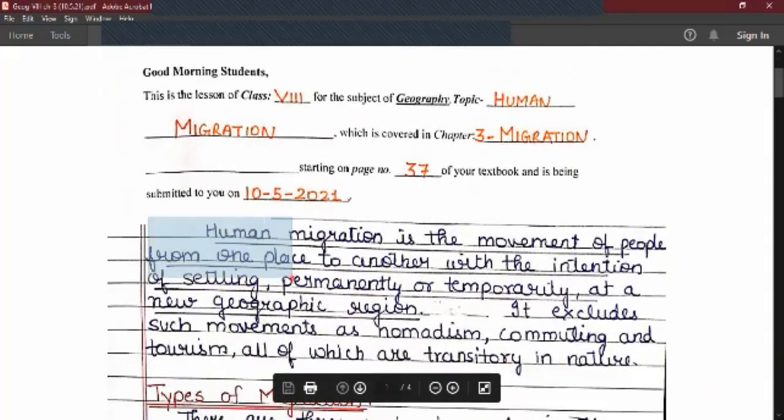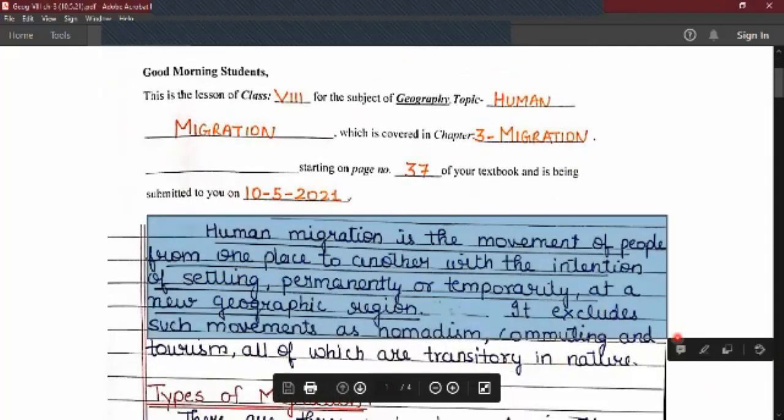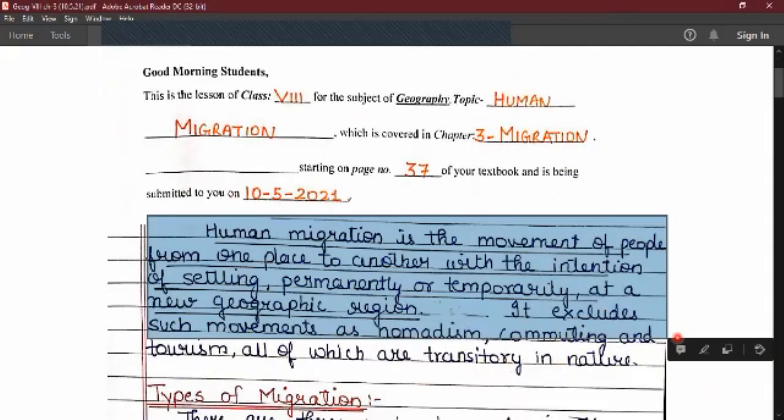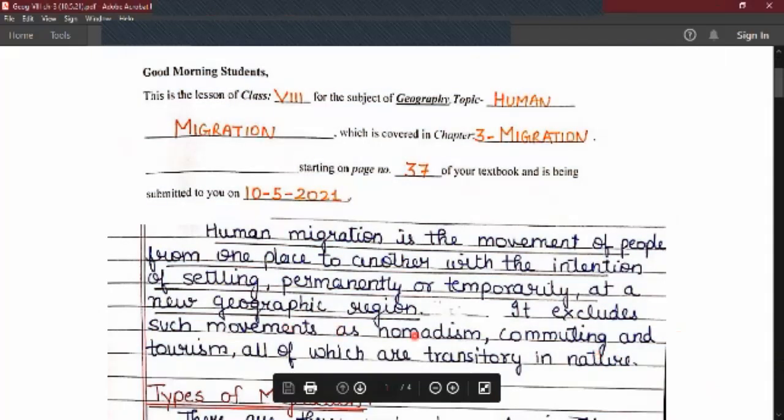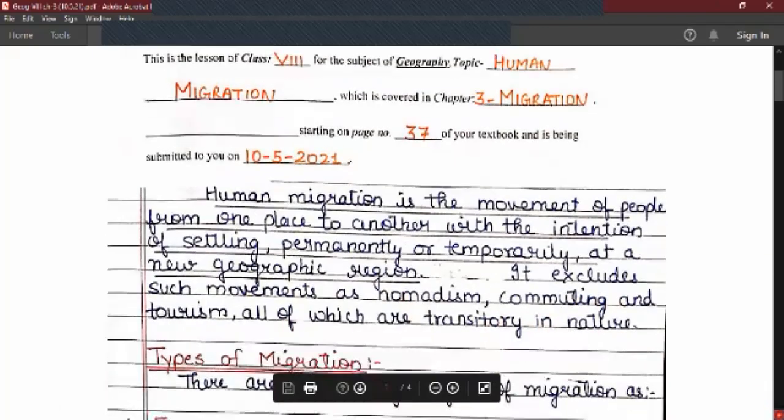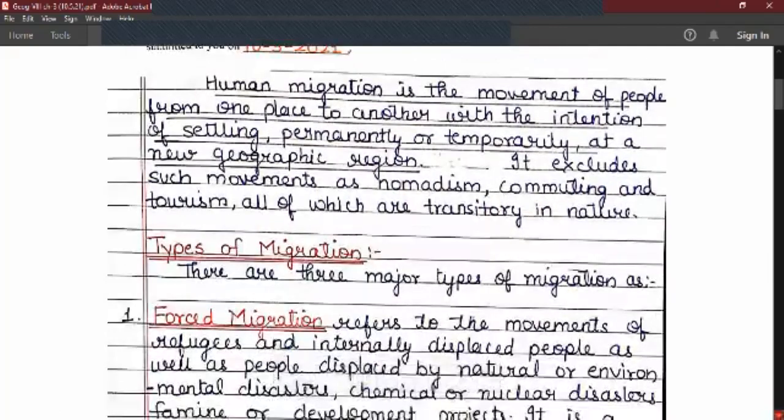Students, human migration is the movement of people from one place to another with the intention of settling permanently or temporarily at a new geographic region. It excludes such movements as nomadism, commuting, and tourism, all of which are transitory in nature. Now, we are going to discuss the types of migration.